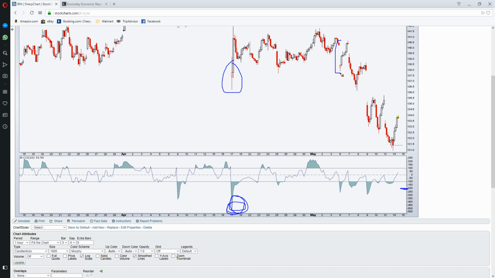Take a look at this gap down right here. Minus 250 on the CCI. Stock got bought up throughout the rest of the day. Right here, we shoot down to minus 300 on the gap down. Stock, nice little intraday rally.